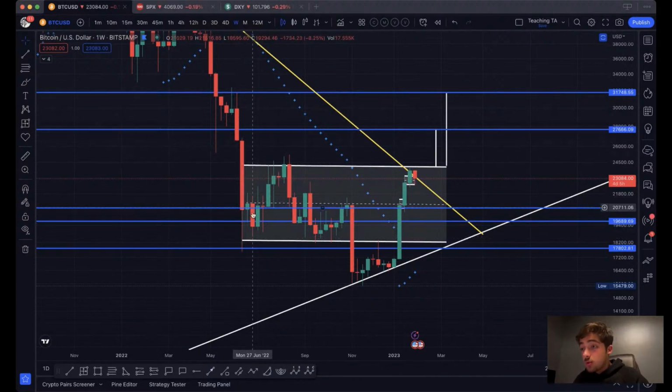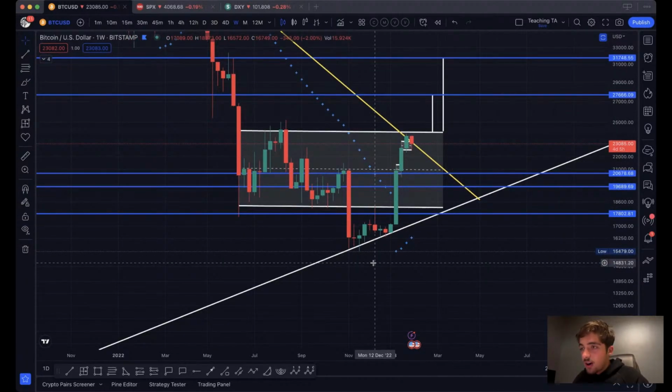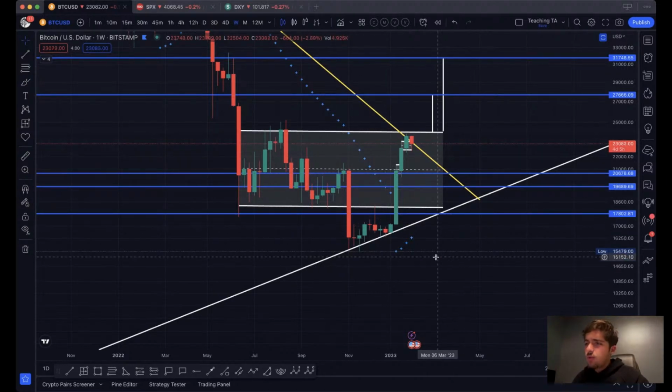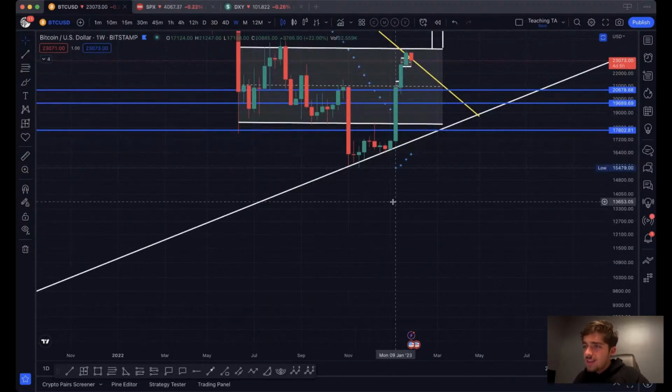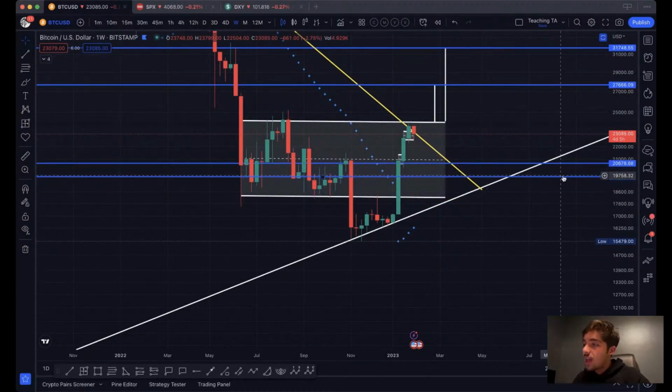Now, how I'm measuring this is with this parallel channel that we've seen on Bitcoin since the 13th of June of last year, which we have been in and which we've broken to the downside, of course, as well over here. And we have retested back to this trend line and made our way back in. If we had broken down from here, this would have been crazy. And then we could have seen that 12K Bitcoin.